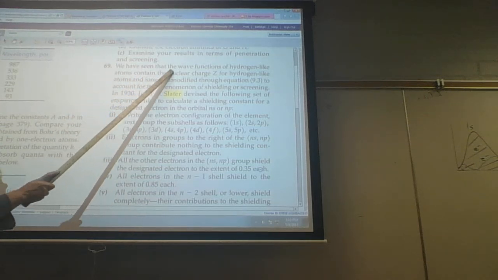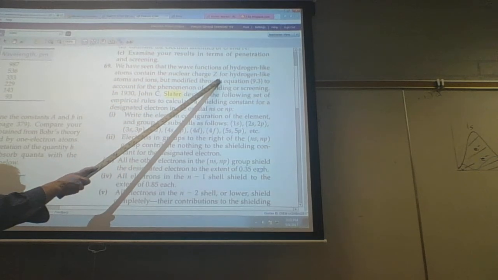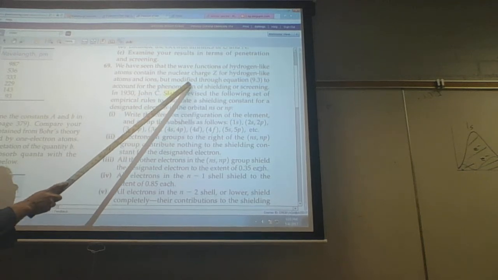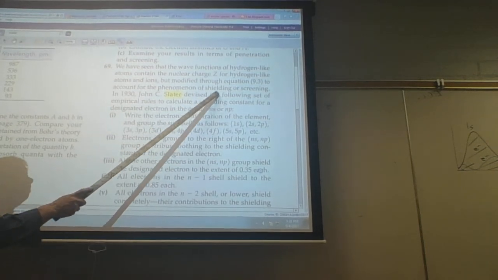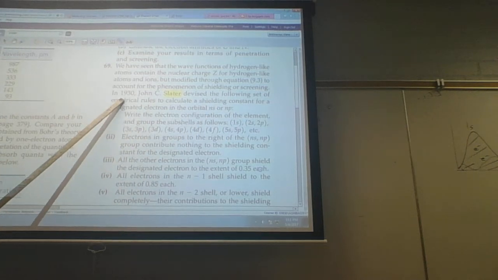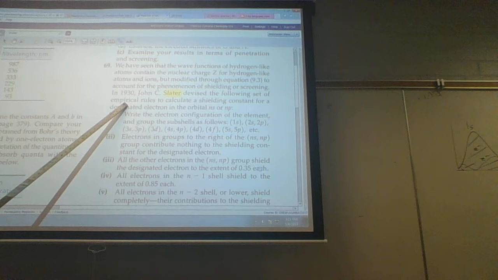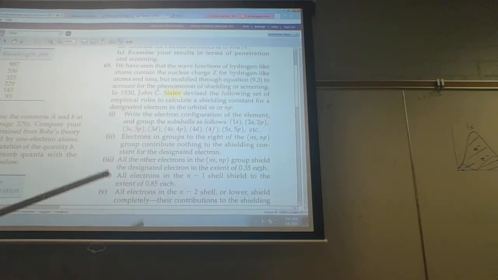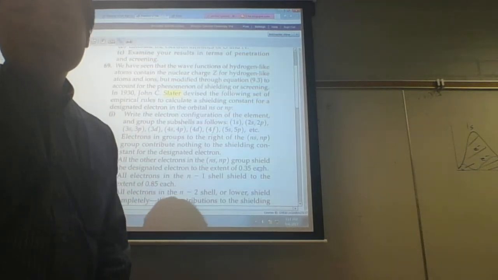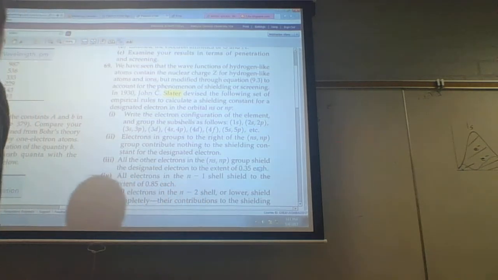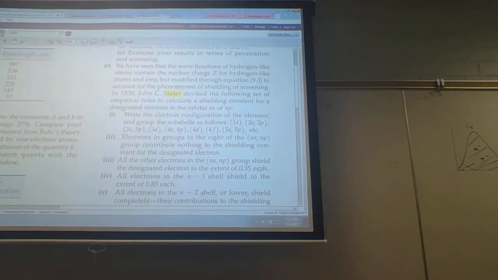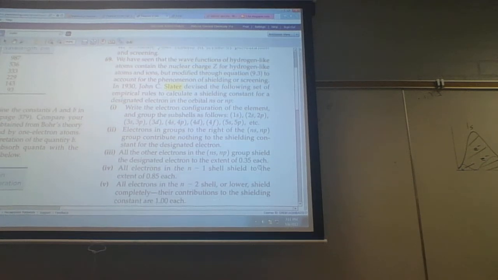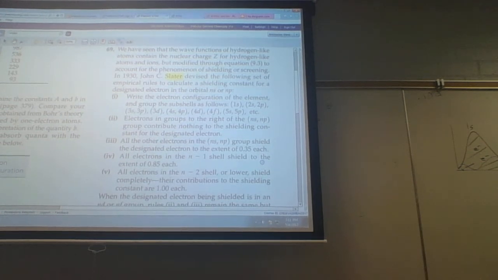And so let's see. We have seen that the wave functions of hydrogen-like atoms contain the nuclear charge Z for hydrogen-like atoms and ions, but modified through equation 9.3 to account for the phenomena of shielding or screening. Shielding and screening is the same thing. In 1930, John C. Slater devised the following set of empirical rules to calculate a shielding constant for designated electron in the orbital ns or np. And so these are called Slater's rules. Why didn't he call them Slater's law? It's because these rules have a little less quantitative aspect to them and more exceptions. So these are ways of estimating how much shielding it is.